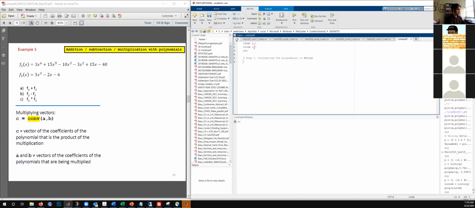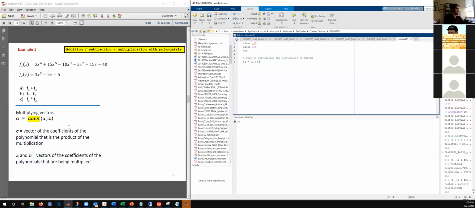So the first polynomial is f1. Let's call that f1. And the cofactor for the highest power of x over there is 3. Then the cofactor for x to the power of 5 is 15. What is the next cofactor? Anyone? 0. Yeah, so don't miss out on that.